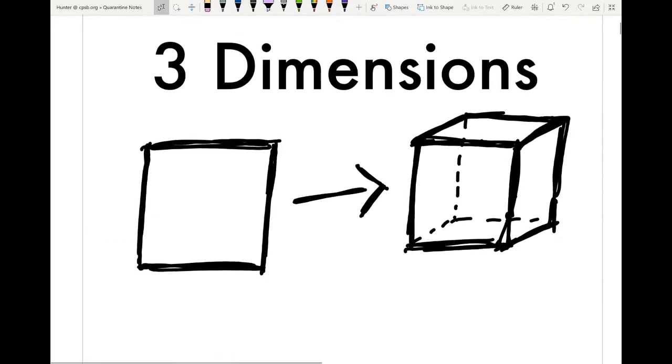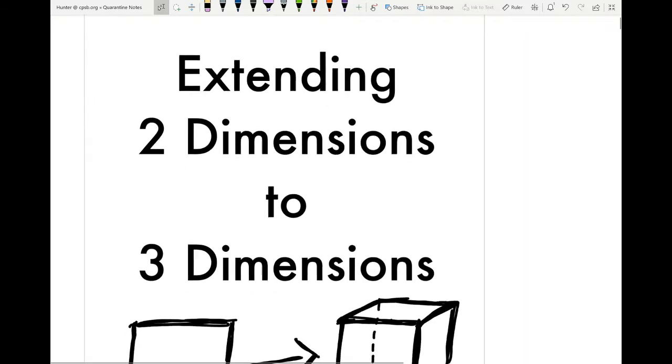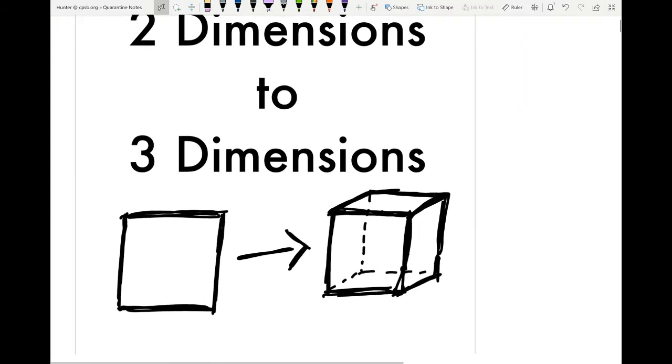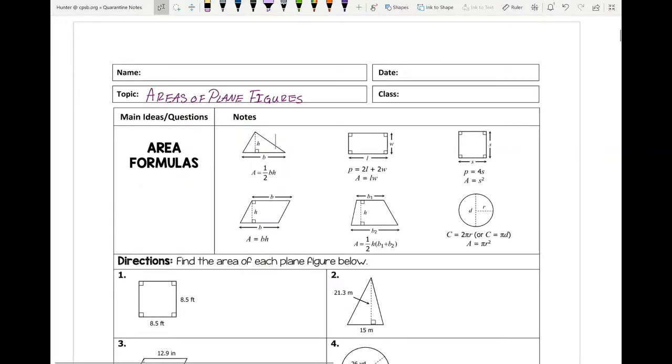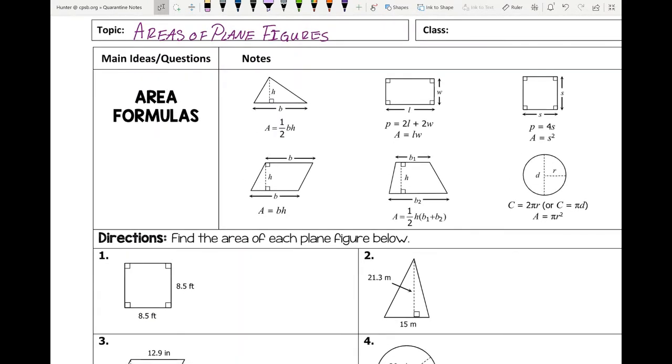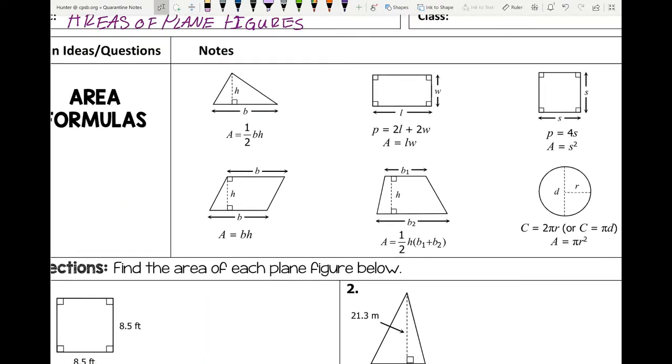This is the first lesson for our new section called Extending Two Dimensions to Three Dimensions. We're going to start off talking about stuff in 2 dimensions, and then we'll move on to stuff in 3 dimensions. So our first lesson today is on areas of plane figures. We have a bunch of different area formulas, some perimeter formulas, and one circumference formula. This is what we're going to be using to solve our problems today.